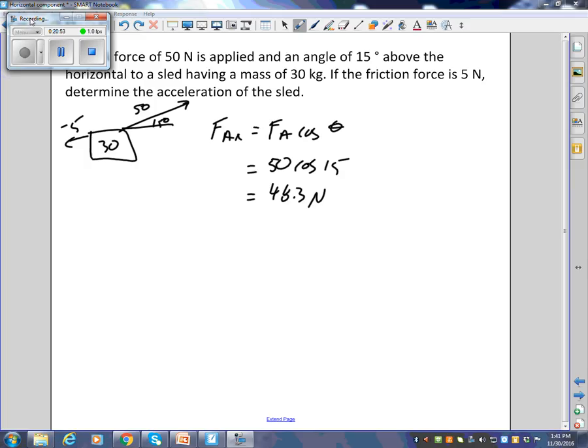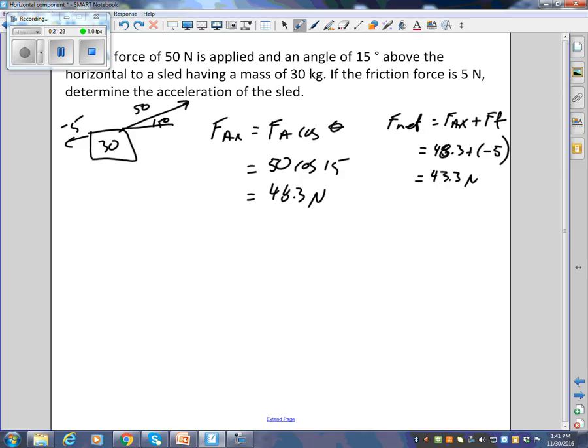Okay, next step. Now the next step before was to write what our F net is, but this time we've got two forces. So the net force is going to be my FAX plus my friction force. Keeping in mind that the friction force is negative 5. So my net force now is 43.3.